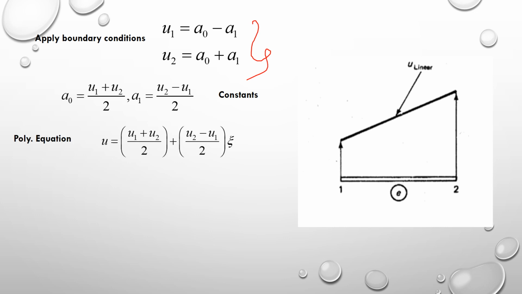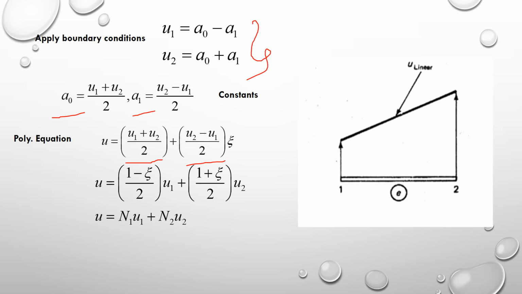By substituting these constant values a0 and a1 in equation 2, where u is equal to a0 plus a1 zeta, this is a0 and this is a1. Just rearrange the equation in terms of u1 and u2 and separate them, then we will get (1 minus zeta) by 2 u1 plus (1 plus zeta) by 2 u2. So we can write this equation.